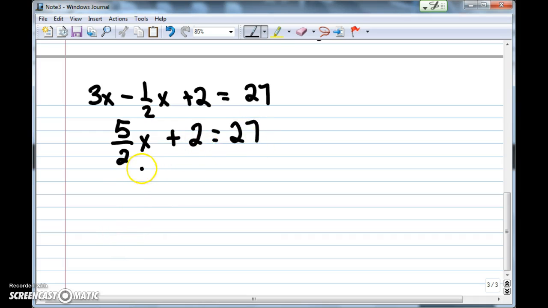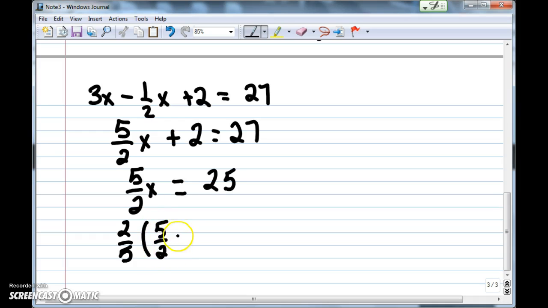Now we want to get rid of the plus 2. 5 over 2 x, plus 2, I'm not going to write it out this time, I want to subtract 2, is equal to, subtract 2 from this side, subtract 2 from this side is equal to 25. Now I want to multiply both sides by 5 over 2. I have 5 over 2, so I want to multiply by the reciprocal of 5 over 2, which is going to be 2/5 times 5 over 2 x equals 25 times 5 over 2.